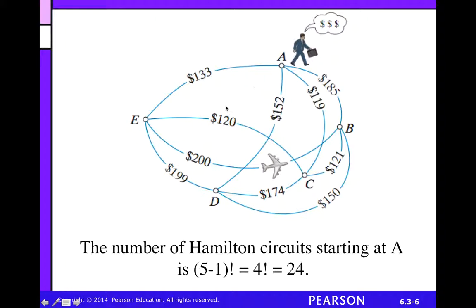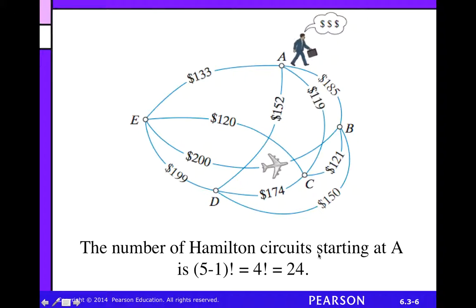So here's an example. Here's a complete graph on 5 vertices, and suppose I asked you, how many Hamilton circuits are there in this graph starting at vertex A? Well, there are 5 vertices in the graph: A, B, C, D, E. So the first thing you do is take 5 and subtract 1. You're left with 4, and 4 factorial is 4 times 3 times 2 times 1, which is 24. So in this picture, there are 24 Hamilton circuits starting at A.